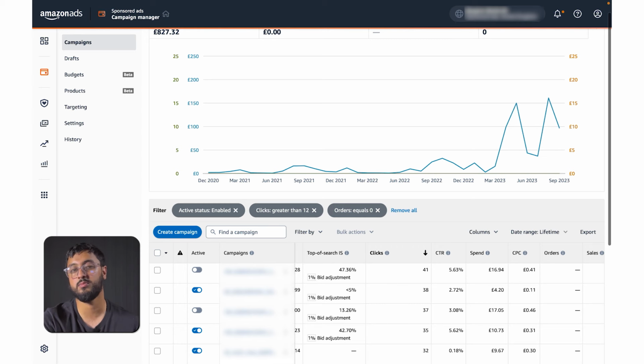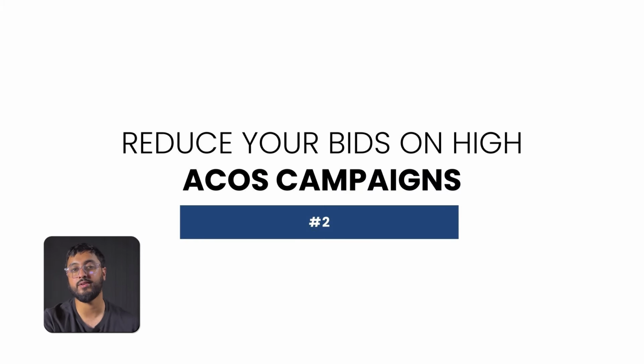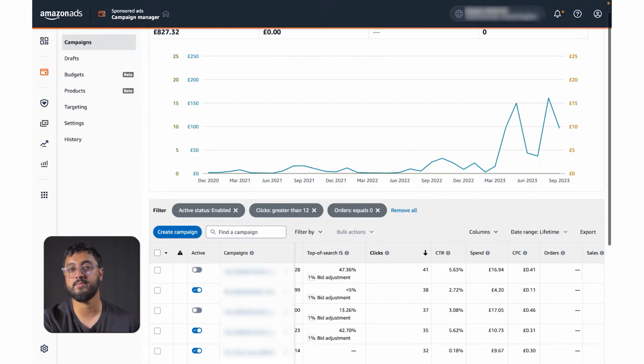Moving on to strategy number 2, reduce your bids on high ACOS campaigns. This is quite a simple one actually, and it's really effective. What you're going to do is go into your campaigns, and this time you're going to lower your bids on those campaigns that are getting some sales, but are being quite costly. So you don't want to pause these campaigns because they are performing and getting some results. And there's nothing worse than pulling the plug on something that is working and, most importantly, gathering valuable data.